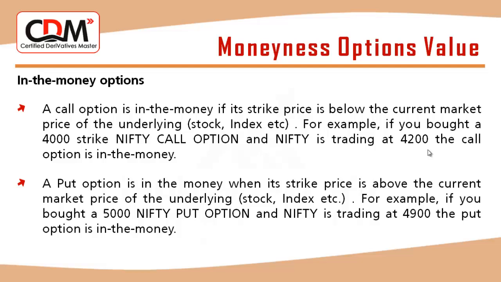Now ITM is simply, we can say, a call option that is in the money if its strike price is below the current market price of the underlying asset. For example, if you bought a 4000 strike price Nifty call option and Nifty is trading at the level of 4200, the call option is called in the money.